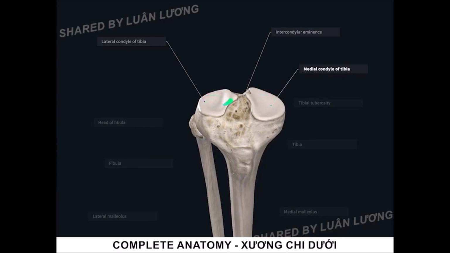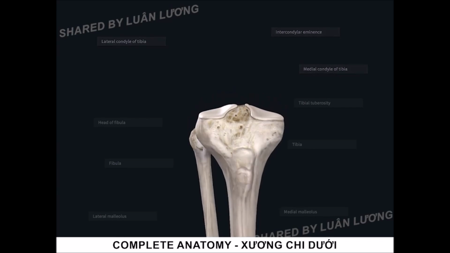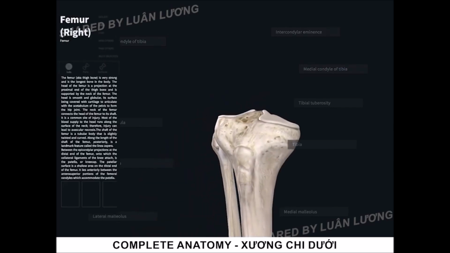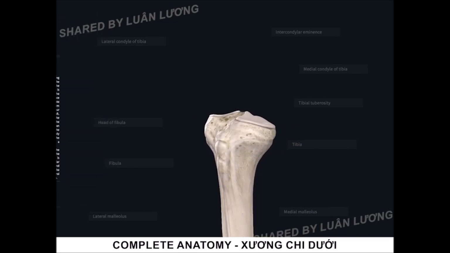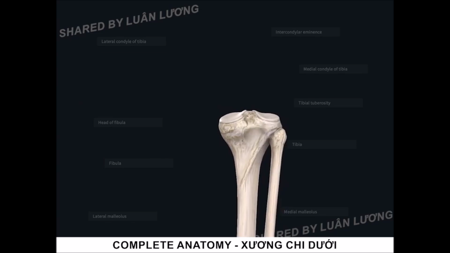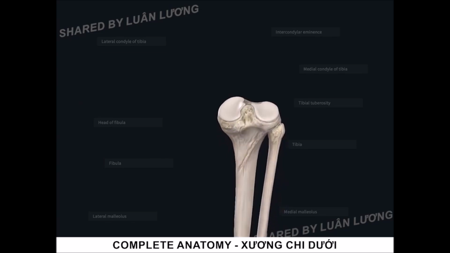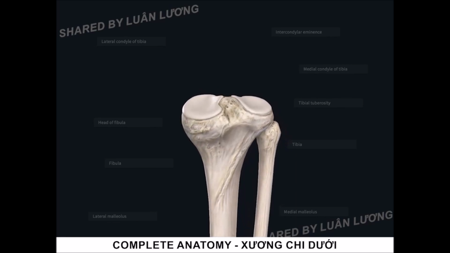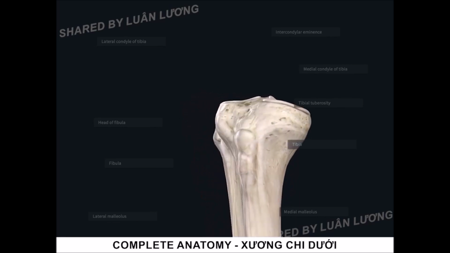Now, between the two tibial condyles, we have an extension of bone known as the intercondylar eminence. Now, if I were to bring back the femur, you would see that it would have a small depression in between its condyles. And remember that this intercondylar eminence from the tibia is going to fit in the intercondylar fossa of the femur. And this is going to be important for the ligaments of the knee, which we will take a closer look at later on.